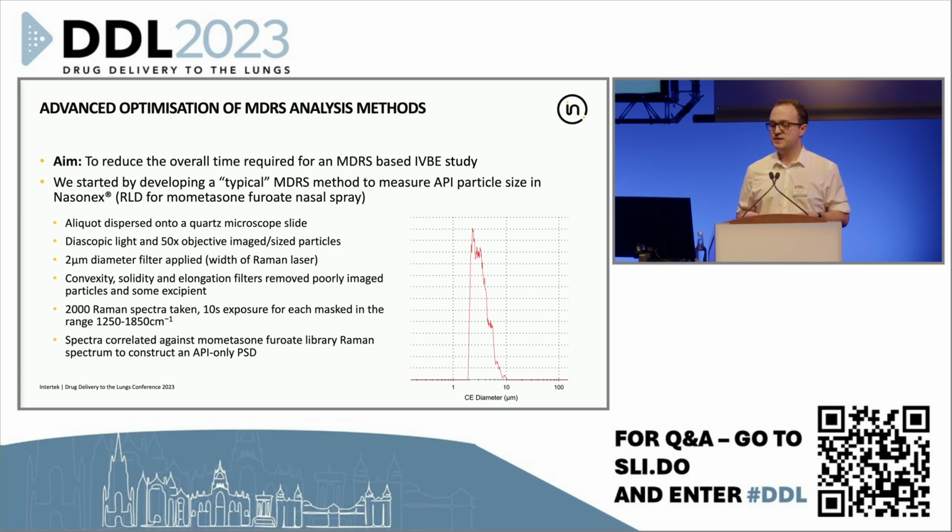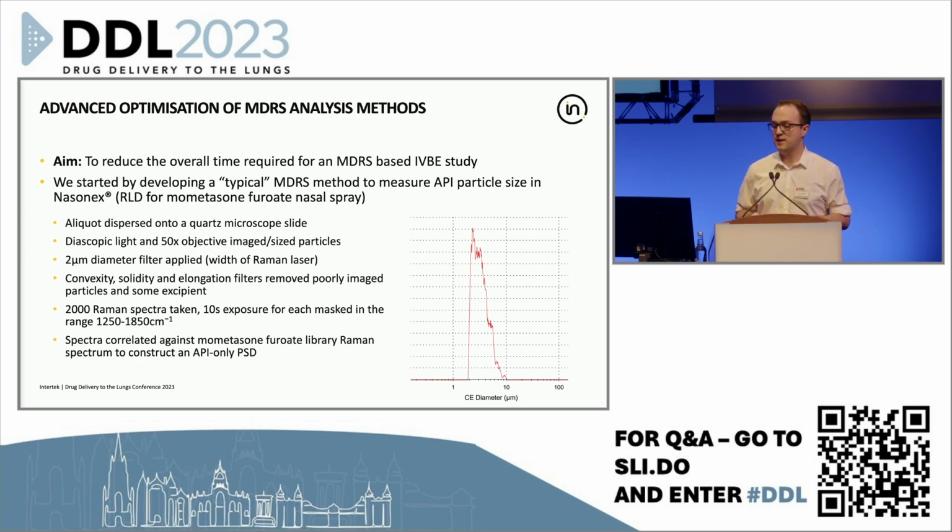I will, however, draw your attention to, we applied a 2-micron diameter filter to the analysis. So here, we're not measuring any particles smaller than 2 microns. And the reason for this was the Raman laser itself is 2 microns in diameter. And so if you measure particles smaller than that, the accuracy of the chemical assignment gets lower and lower the smaller and smaller you get. And we also saw during the method development that there was a relatively small proportion of those particles in the whole sample were less than 2 microns anyway.